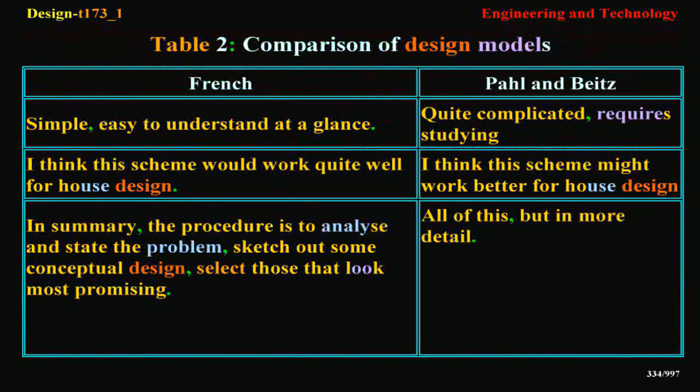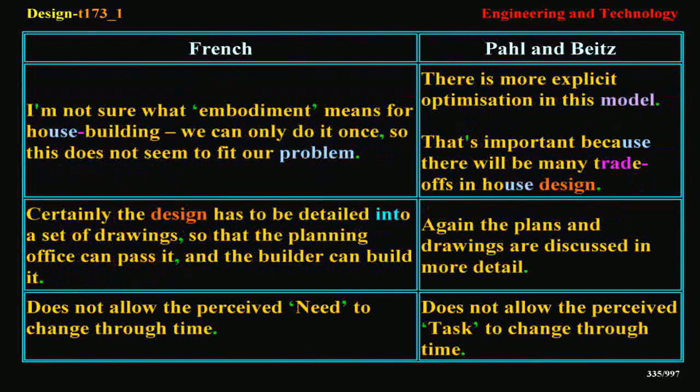Table 2. Comparison of design models. French: simple, easy to understand at a glance. Pahl and Beitz: quite complicated, requires studying. I think the scheme would work quite well for house design. I think the scheme might work better for house design. In summary, the procedure is to analyze and state the problem, sketch out some conceptual designs, select those that look most promising. All of this, but in more detail. I'm not sure what embodiment means for house building. We can only do it once, so this does not seem to fit our problem.